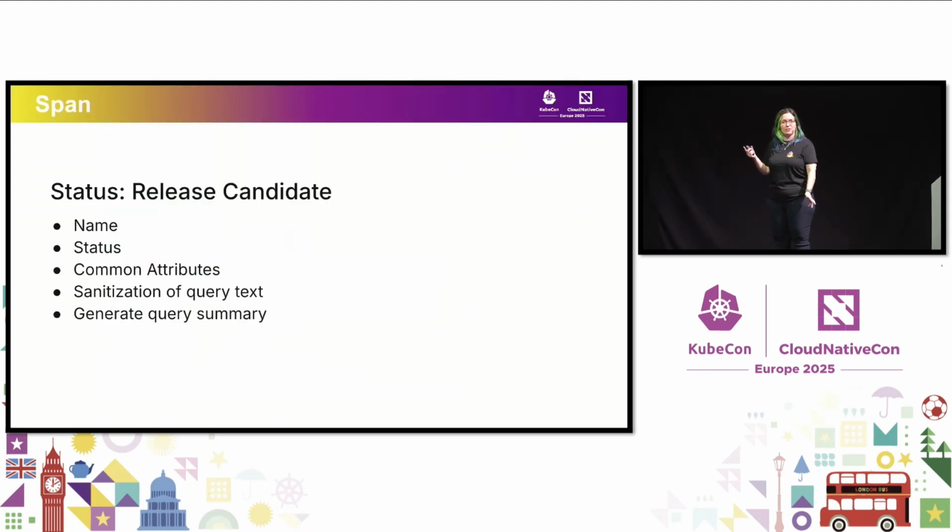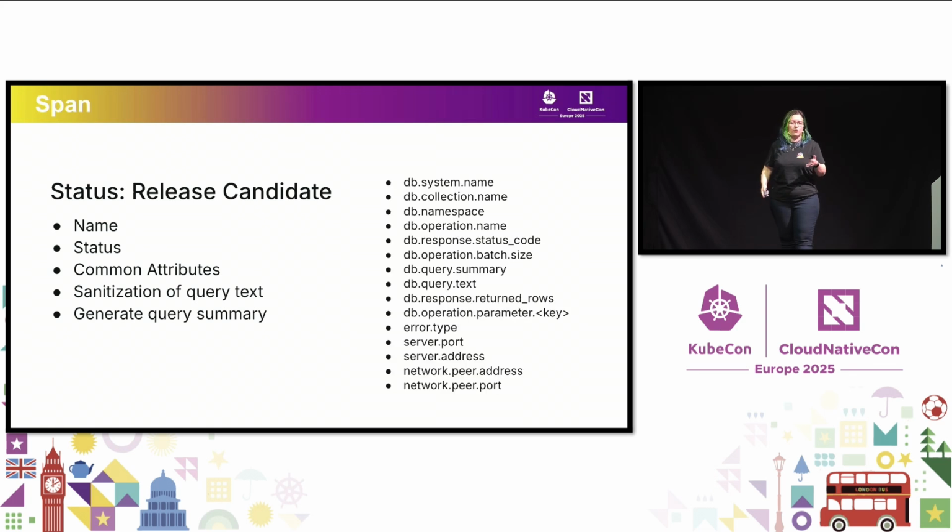So now let's take a look at what we have today. For the span, which is part of the release candidates, we have name, status, some common attributes, explaining how to do the sanitization, and also how to generate a query summary. If you're curious, this is the list of all the attributes that we have. We have 15 today. It's mostly about the name of things, the operation, and some of them you're not going to set in all cases. For example, error type, you're only setting if there's actually an error in the execution.